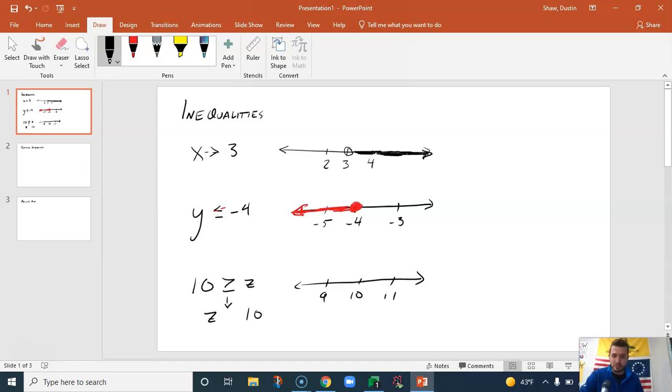So what you're going to see is that instead of a greater than sign, this is now going to be a less than or equal to sign. So now it's really easy to graph. Now I can just graph it like the other ones.